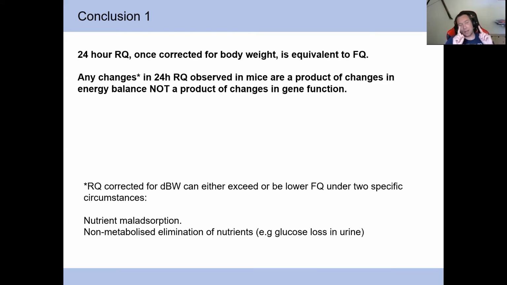Okay? And I have a caveat here, which is that RQ corrected for delta body weight can either exceed or be lower than the food quotient under 2 specific circumstances, and that is nutrient malabsorption. So you've got a problem with your guts, so actually the food that gets into the mouse is not the same as the food it eats. If there's a difference between your groups in, say, lipid absorption, that will drive respiratory quotient up in the animals with poor lipid absorption. You could also have non-metabolized elimination of nutrients, e.g. glucose loss in urine, which will drop your respiratory quotient down, because what's being oxidized by the mouse has less carbohydrate in it than what it ate, because it lost some in urine.